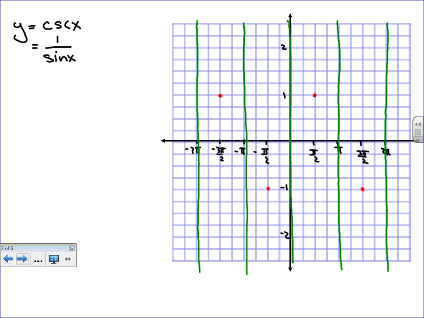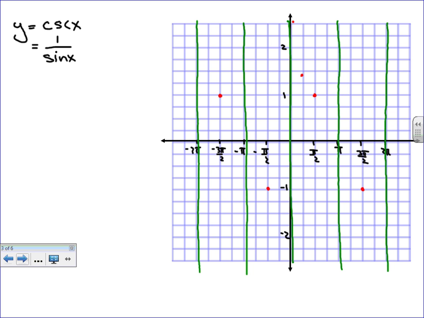Did anybody get a value though? 1.4, perfect. So here's 1.4. This was pi over 4. What's halfway between 0 and pi over 4? Pi over 8. So tell me what the cosecant of pi over 8 is. Yeah, 2.6. Right, 2.6. So that's going to be up here.